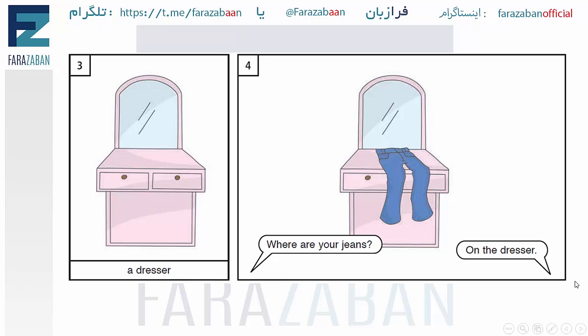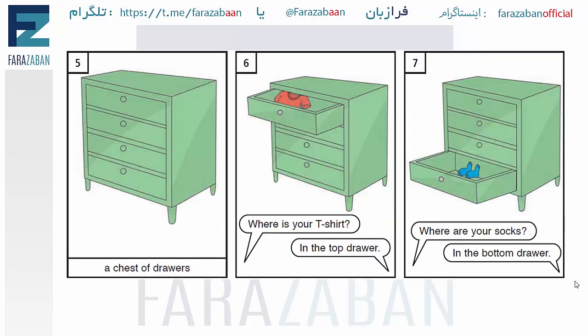A dresser. میز آرایش یا میز کشودار و آینه دار رو میگیم a dresser. کشو و آینه داره. Where are your jeans? On the dresser. شلوار جینت کجاست؟ روی کشوی که در واقع میزی که کشو و آینه داره. In. On.